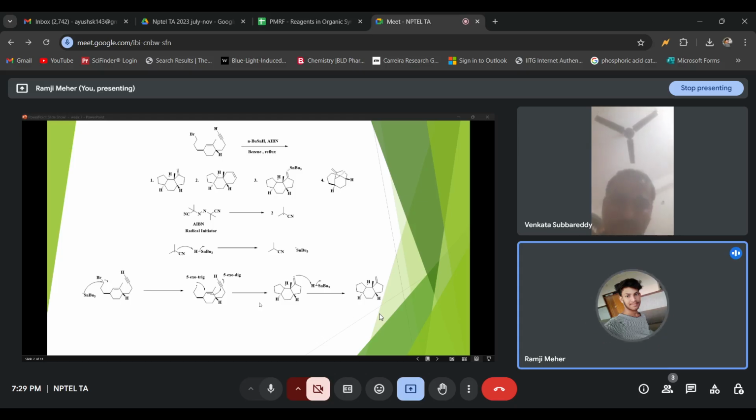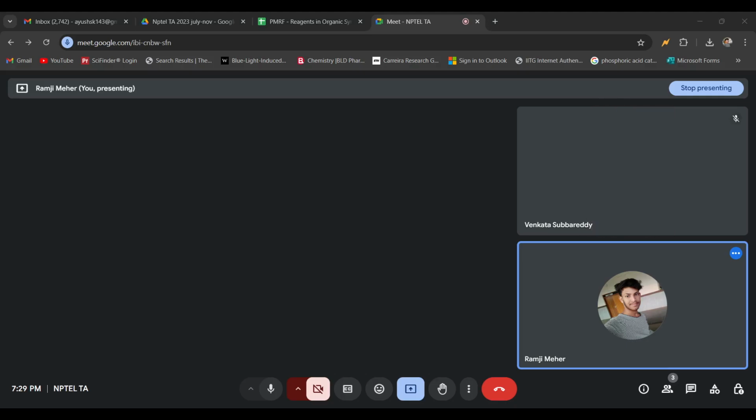But there is a book, from the Baldwin group, where how their orbital overlap, everything is covered. So you can follow that book if you want to know why the 6-exo is not possible, why that one is not possible. Yeah. In the next questions also we have a lot of things that you will see. It's not only one thing.